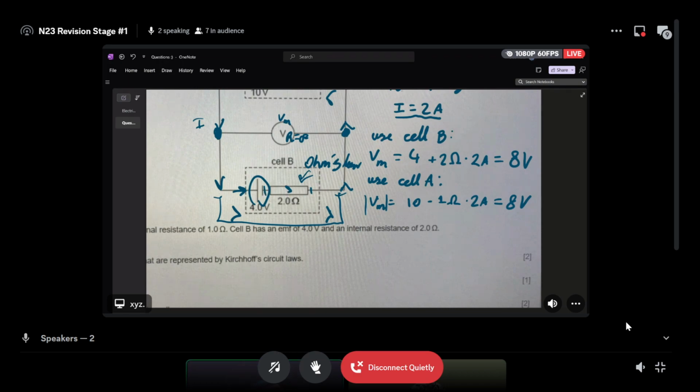And then the second 4 volt drop is a result of Ohm's law being applied to this resistor. So we have a current of 2 amps going through it, and it's 2 ohms. So 2 times 2 equals 4 volts. So the drop across the whole cell here is 8 volts. That's what we did over here.